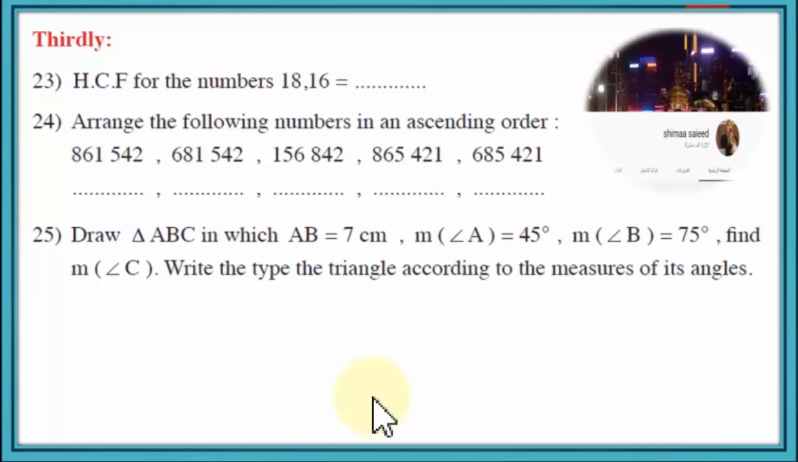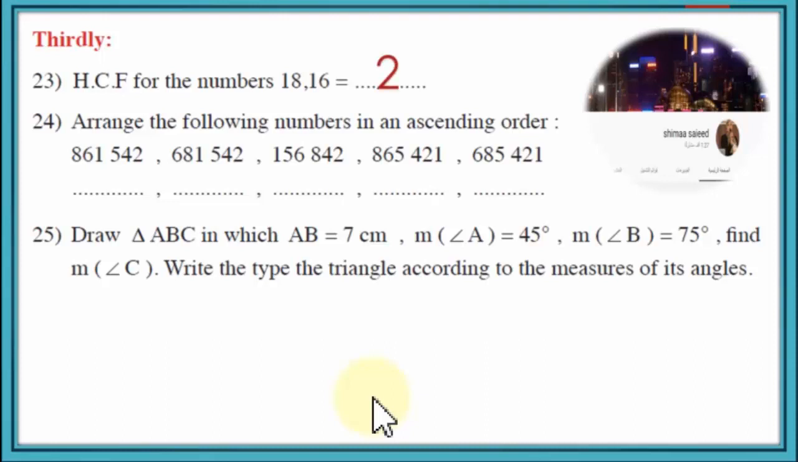Thirdly, the highest common factor for the numbers 18 and 16 is, we can factorize 18 and 16 to its prime factors. 18 equals 2 times 3 times 3. 16 equals 2 times 2 times 2 times 2. So the highest common factor for the numbers is 2.